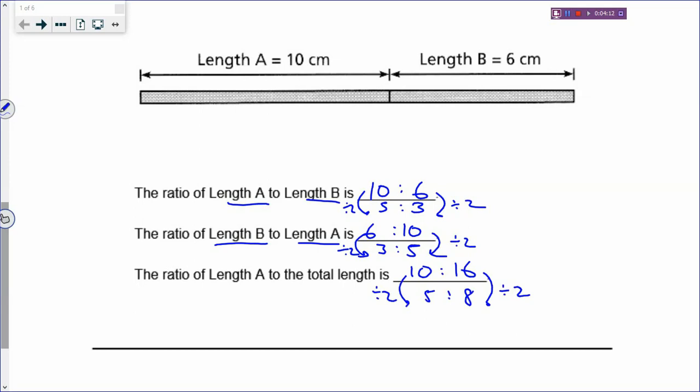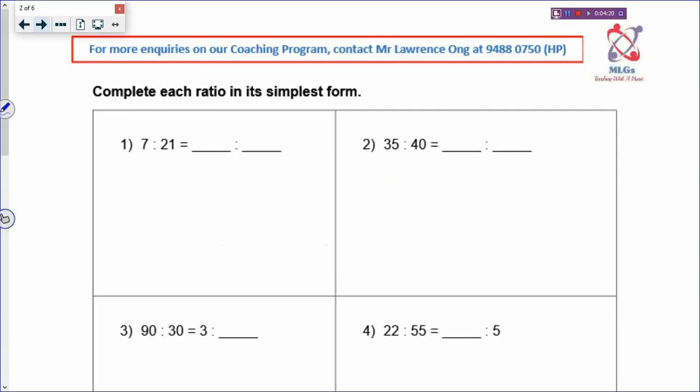So this is the introduction of the ratio. It's quite easy for the first part of the lesson. Okay, let's go on to the next one. Now you get something more common.